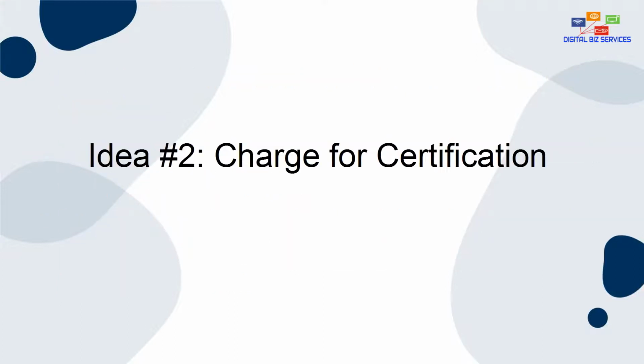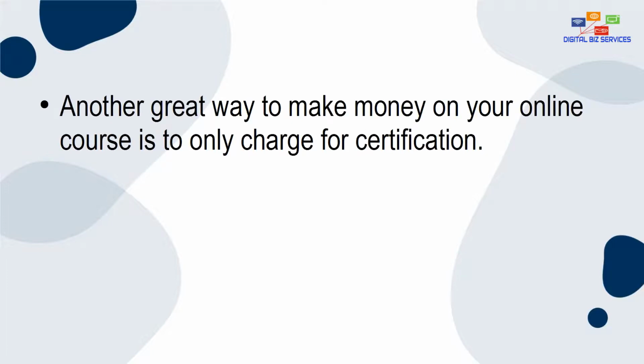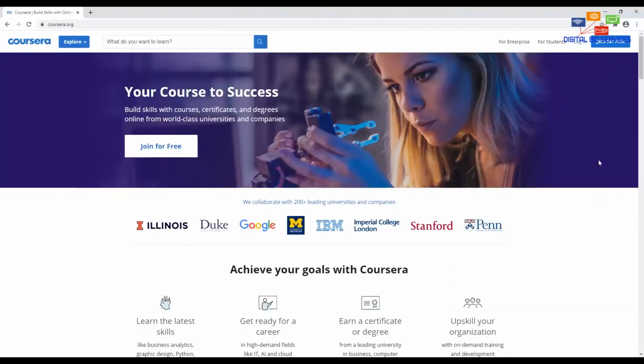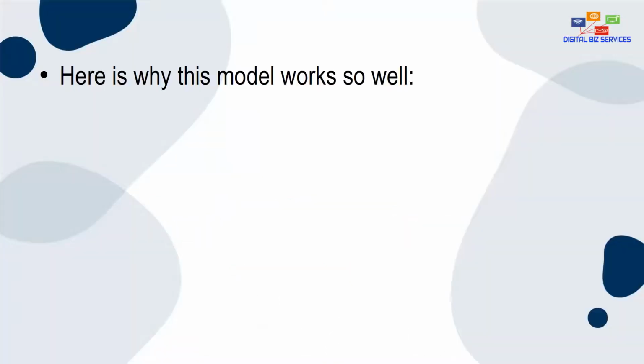Idea 2. Charge for certification. Another great way to make money on your online course is to only charge for certification. What this means is that you will provide the course content for free, but students will only get a certification if they pay. Now you may be thinking that most students will just see the free option, but other companies like Coursera use this model and have earned over $1 million in their first year. Here is why this model works so well.